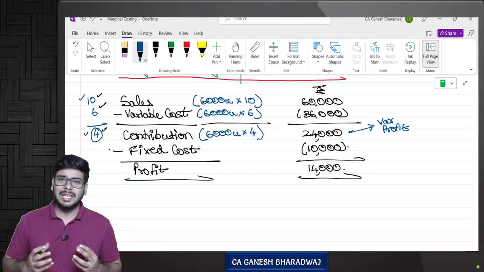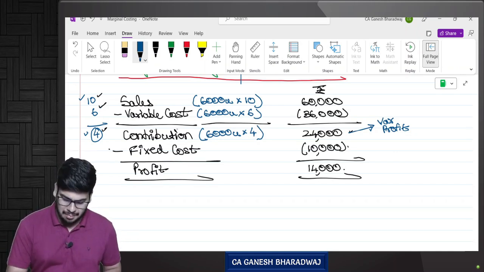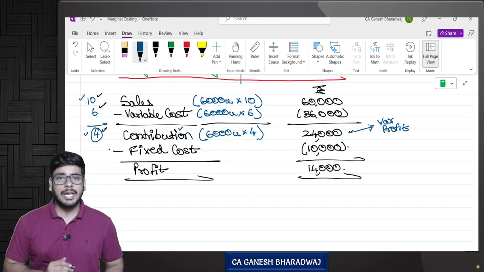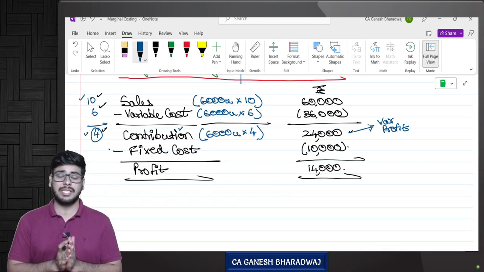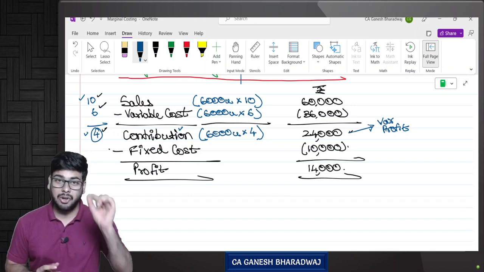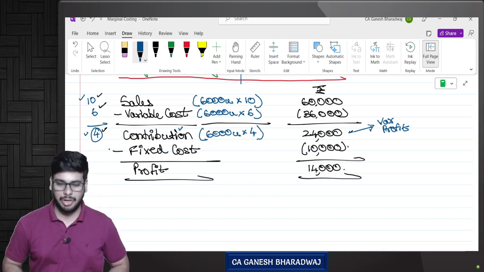Yes. Then, sir, why are they giving it a name called contribution? Do you have this doubt? Why are they calling this contribution? They can rather call this variable profit. Yes, there is a logic why it has a name called contribution.